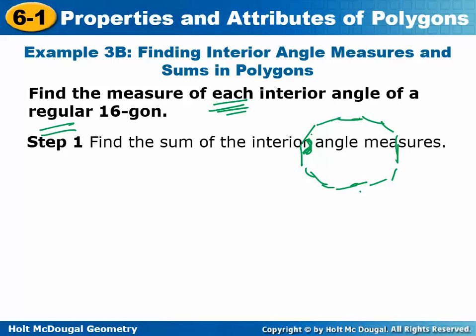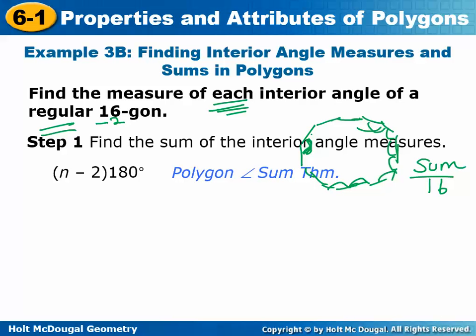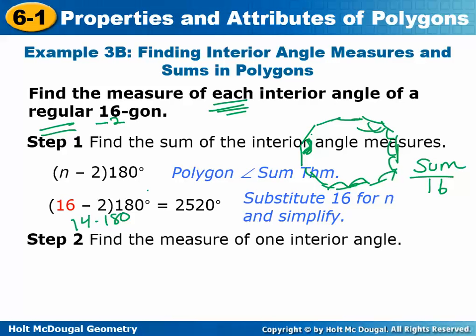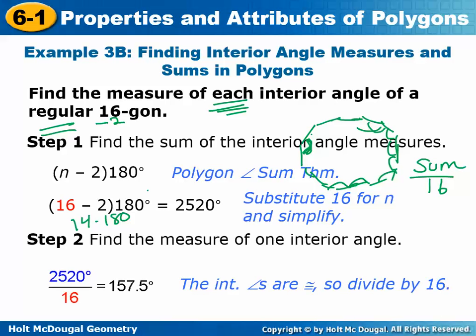So if I could find the sum of all of them, whatever that sum is, and divide it by 16, because in a regular one, every one of these angles is the same. So that's what I need to do. I need to find the sum, which I would do by taking 16 minus 2, and then multiplying that by 180. So 14 times 180 is equal to 2,520. And then I still need to divide that by 16 because there's 16 of those angles that made up the 2,520. Because it's a regular polygon. If we didn't know it was regular, we wouldn't be able to do this. So 157.5 degrees is what each angle measure would be.